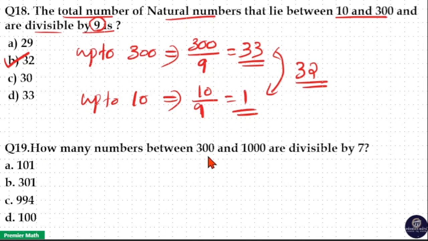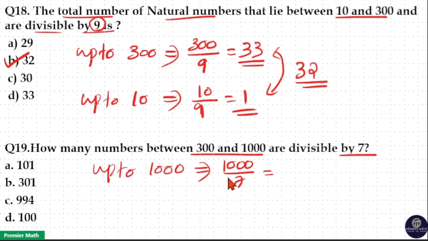Next question is, how many numbers between 300 and 1000 are divisible by 7? Here maximum is 1000. So up to 1000, there are 1000 by 7 multiples of 7. Now 7 goes 1 time in 10, remaining 3. 30 by 7 is 4, remaining 2. 20 by 7 is 2. So up to 1000, there are 142 multiples of 7. Multiples of 7 means which are divisible by 7 as well.